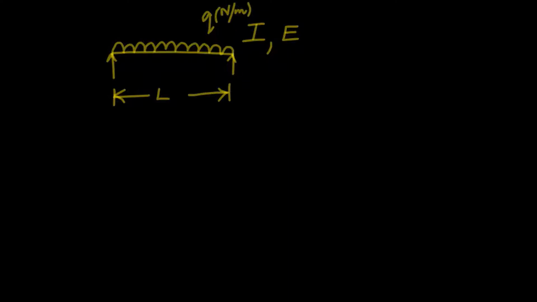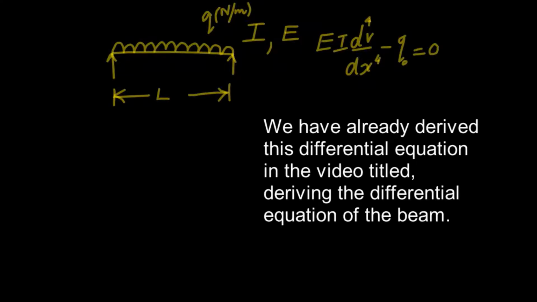So first let me write the governing differential equation for you. It is EI into d raised to the power 4 V by dx raised to the power 4 minus Q naught is equal to 0. Okay, this is the governing differential equation. We have already derived this particular governing differential equation. So if you are curious about how we actually derive it, I highly recommend that you go back and watch that video in order for you to wrap your mind around how we actually derive governing differential equations. Once you have got the governing differential equation, the next step is to define the boundary conditions.